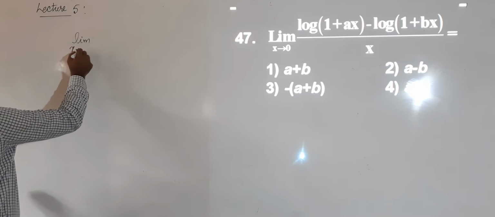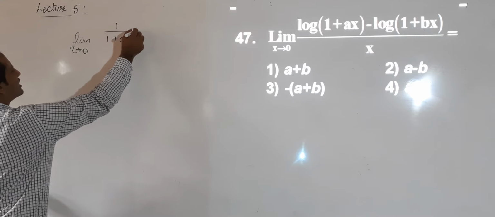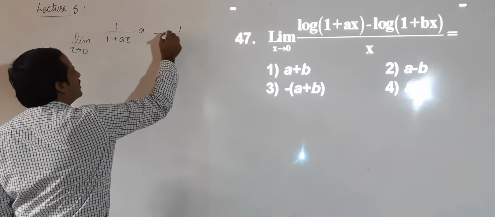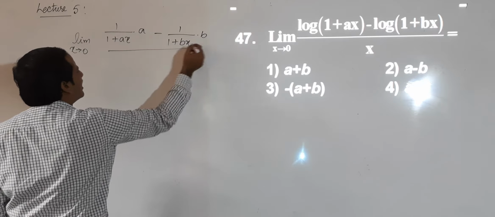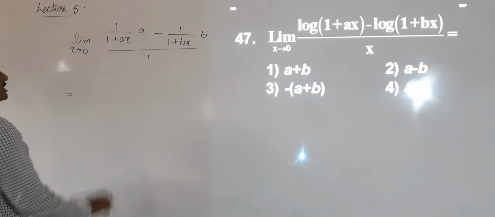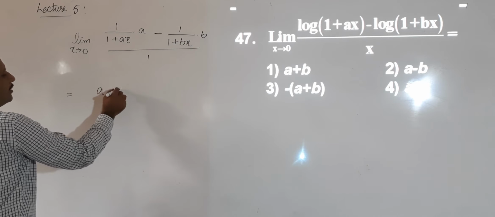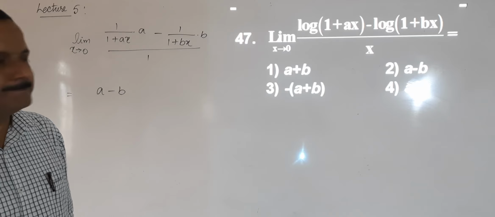So limit x tends to 0, the derivative of log(1 plus ax) is 1 by (1 plus ax) into a, minus the derivative of log(1 plus bx), which is 1 by (1 plus bx) into b, divided by the derivative of x, which is 1. Apply the limit as x tends to 0. Here 1 plus 0 is 1, so a minus b, the second option.